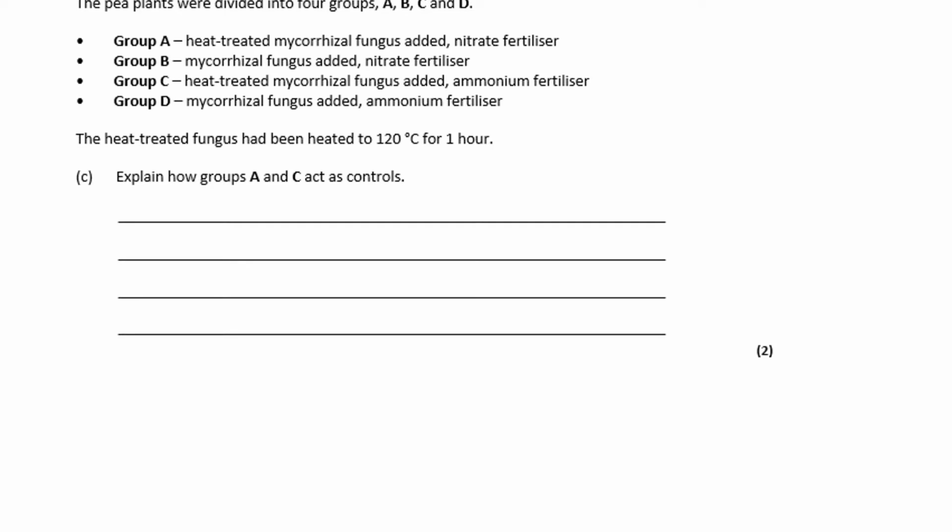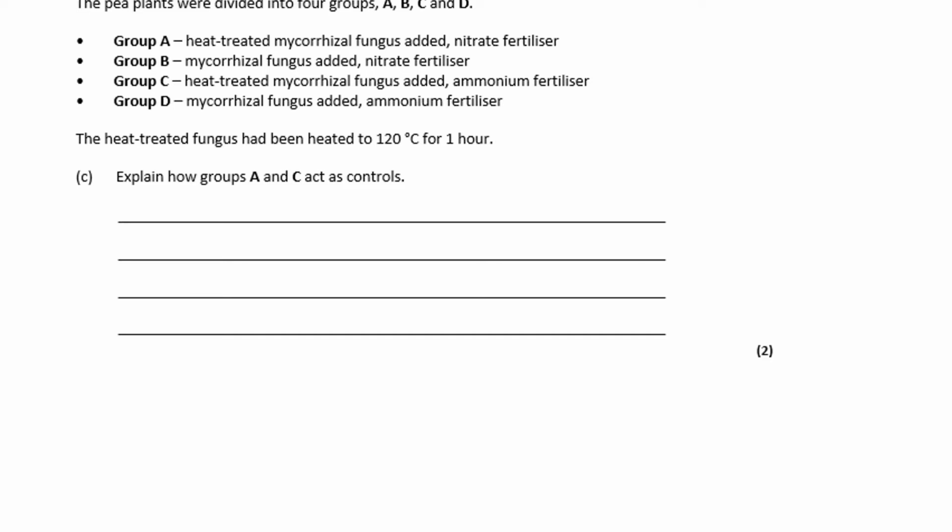Okay, for part C of this question, it's really important that you read what the treatments were. So these are the 4 groups, the 4 treatments that the experiment was divided into. In this case, you can see the pea plants are divided into 4 groups. Now, group A and group C, it tells you, act as controls. So these are controls for this experiment.